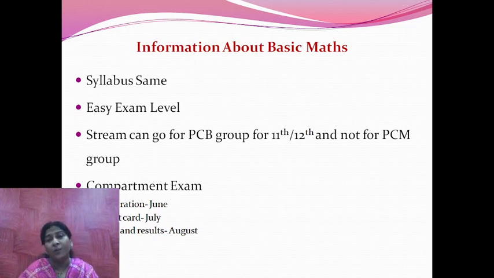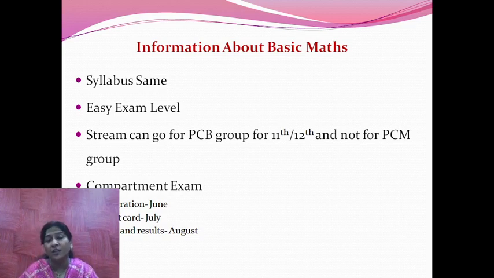And if you have opted for basic maths instead of standard maths, students, then for 11th and 12th you cannot take the PCM group, that is the physics chemistry maths group. You can go for the PCB group, that is physics chemistry and bio, if you are opting for the science faculty. But if you want to change from basic maths to standard maths, this also you can do, students.